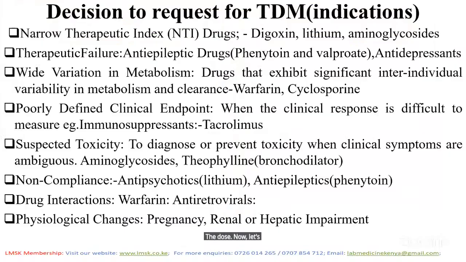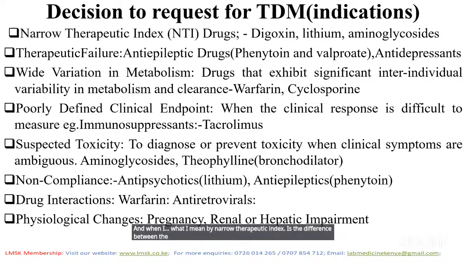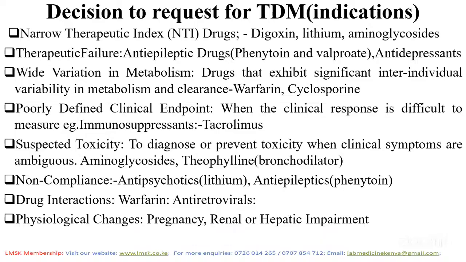Now let's start on looking at the decision to request. When does the clinician request for TDM? We can also call them indications for TDM. Number one, TDM is done for drugs with a narrow therapeutic index. And what I mean by narrow therapeutic index is the difference between the toxic dose and subtherapeutic dose. The therapeutic window is small.